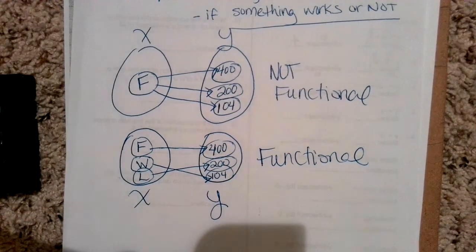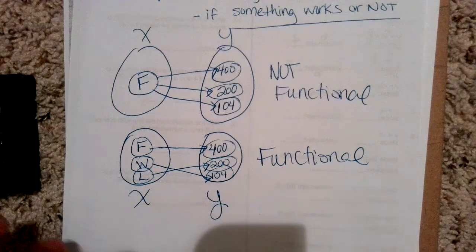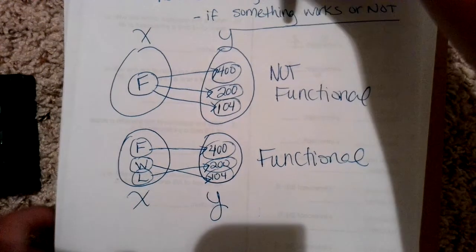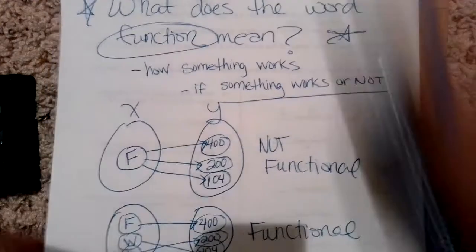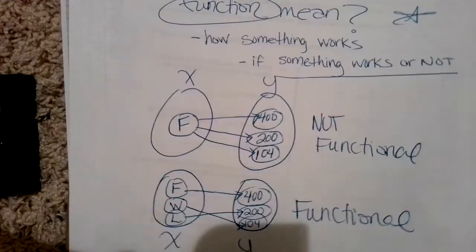Okay, that's the whole idea behind this. And when it's a graph, it's even easier to recognize because there's a way to check that. So this is the basics of function or not functioning or not functioning.